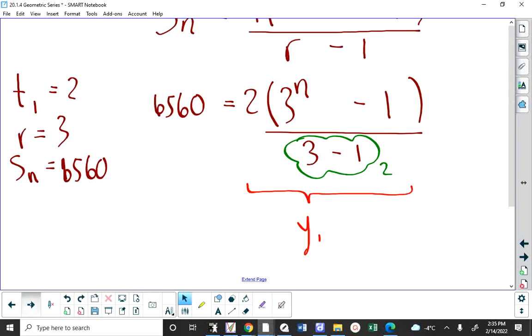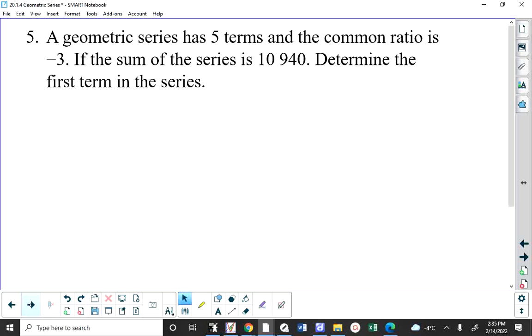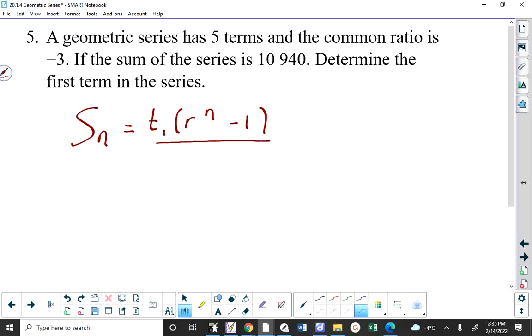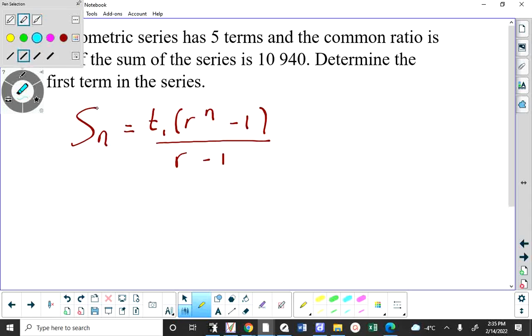All right. For 5, a geometric series has 5 terms and the common ratio is negative 3. The sum is 10,940. What's the first term? This is all just about using formulas. We can use this formula, Sn equals T1 times r to the n minus 1 over r minus 1. Let me highlight for everybody what it is we're trying to find.